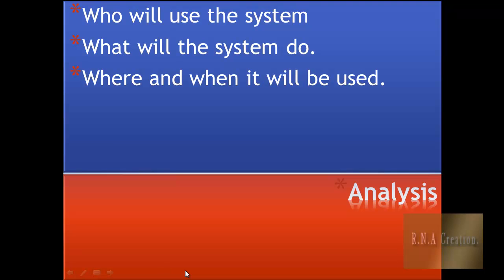Now, what happens in the first phase of the software development life cycle is analysis. So first, when we do the analysis, we have to find out who will be using the system. And once we find out who will be using the system, we need to find out what the system will do, where and when it will be used. There would be many other questions related to the analysis that we need to find out in the very beginning. And once the analysis stage is over, we move to the next stage.